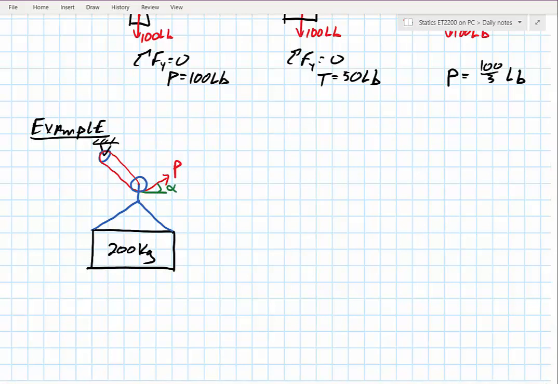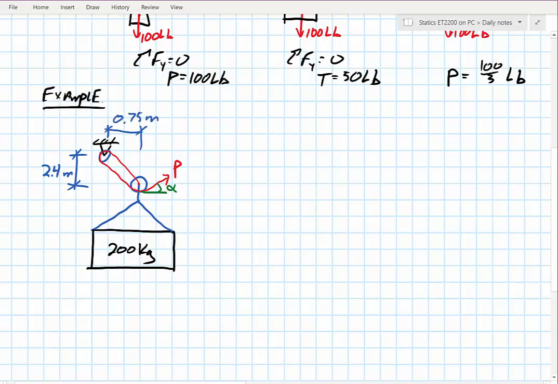So let me give you some dimensions so we know what we're talking about. We're going to say that at this point in time, my distance between the one pulley and the other pulley is 2.4 meters. Oh, this definitely is not drawn to scale. Let me move this out of the way too. And the distance from one pulley over to the other pulley horizontally is 0.75 meters. So what we are asked to find in this case are two things. We're looking for both the force P and this angle alpha in order for this crate to be in equilibrium.